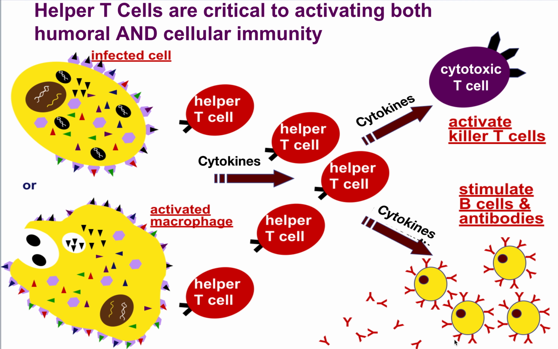So, helper T cells are critical to activating both humoral and cellular immunity. T cells are often considered part of cellular immunity. However, just a heads up, when your T cells are activated, when they detect an infected cell or an active infection because your white blood cells, your phagocytes, have somehow eaten a pathogen and are showing that pathogen off, your helper T cells get activated, and then they send out signals.